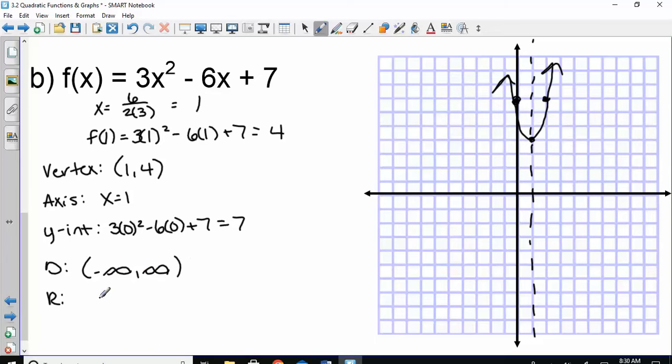Domain is always negative infinity to positive infinity. Range would be bracket 4 to infinity. Can you just say your y-intercept is always going to be your constant? Yes, your constant, yes. All right, you guys try the next one, and that'll probably be where we stop today.